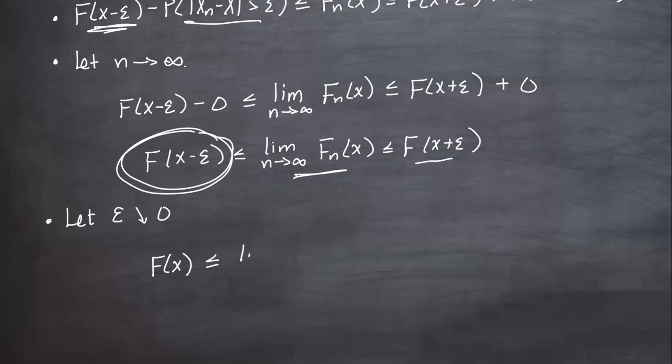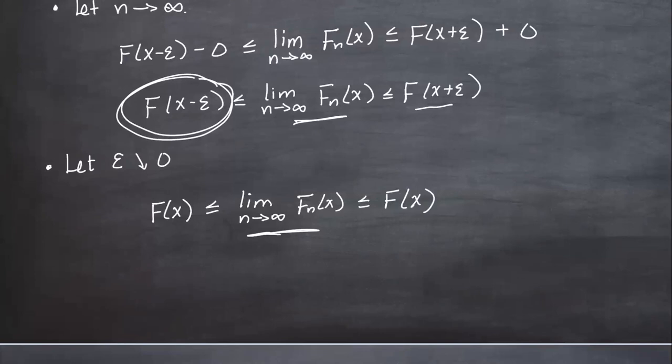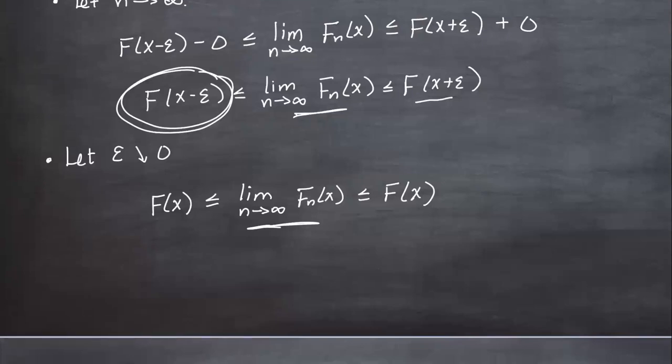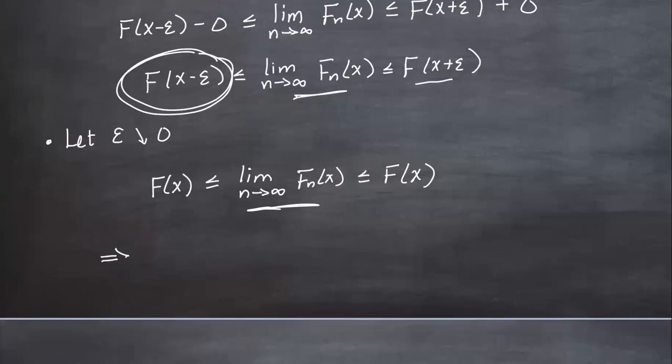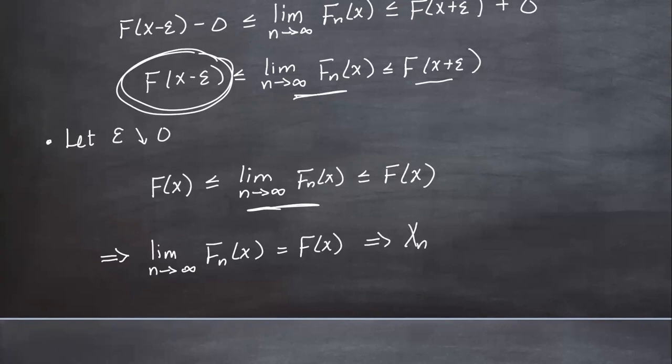In the middle, there's no epsilon, so let's just rewrite that. And on the right, as epsilon goes to 0, we get F of x. So now we do have this limit, which we weren't sure existed until this point. It is between F of x and F of x. So we've got like a squeeze theorem happening here. This implies that not only does this limit exist, but it is equal to capital F of x. And that's what we wanted to show. This is giving us the result that Xn converges in distribution to X. So we are done with this proof.